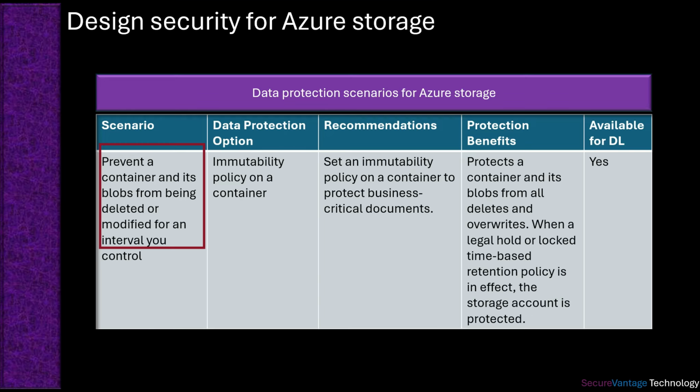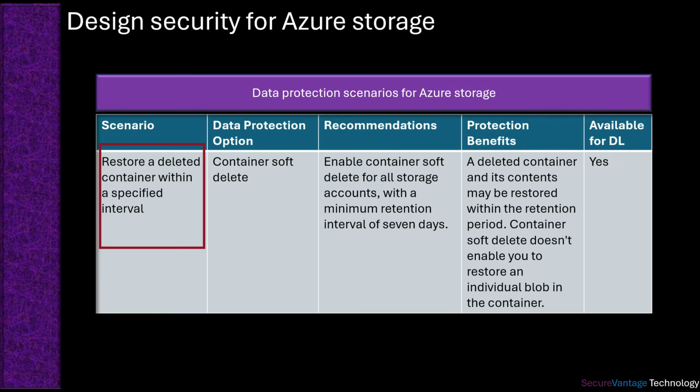Another data protection scenario for Azure Storage is prevent a container and its blobs from being deleted or modified for an interval you control. Imagine you have a folder or a container full of important documents and you want to make sure nothing inside gets deleted or changed for a while. With an immutability policy on the container, you can lock down the entire folder, protecting all the files inside it from being tampered with. This kind of policy is often used to meet legal or regulatory requirements where you need to ensure the integrity of critical documents for a set period.